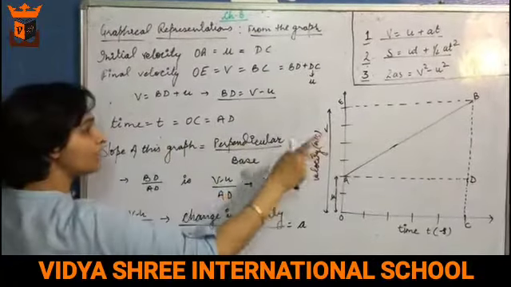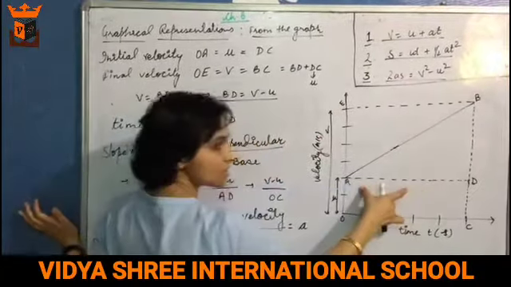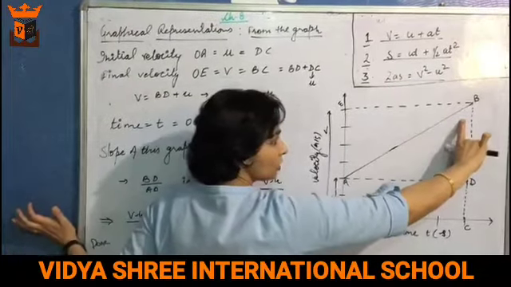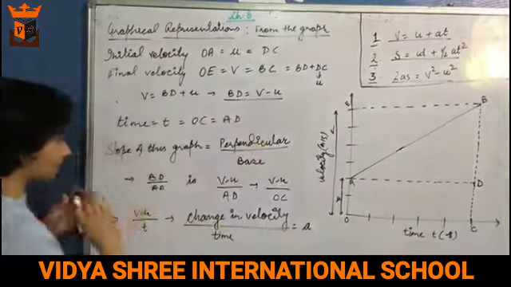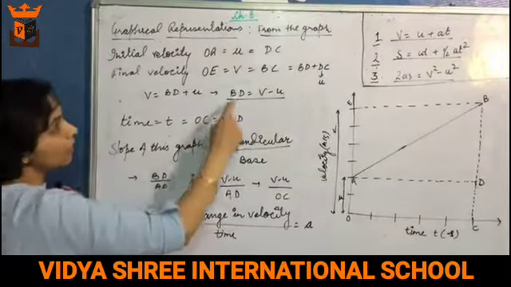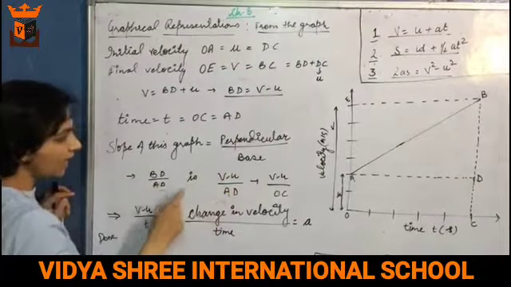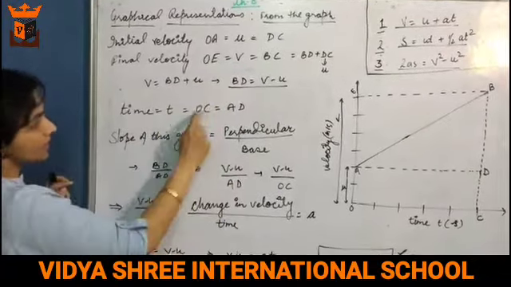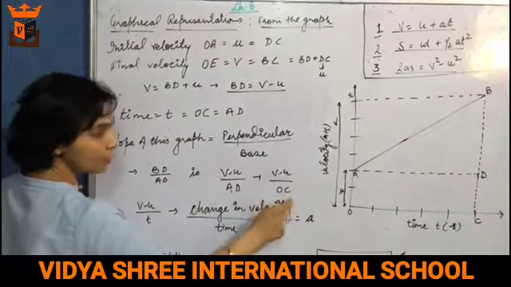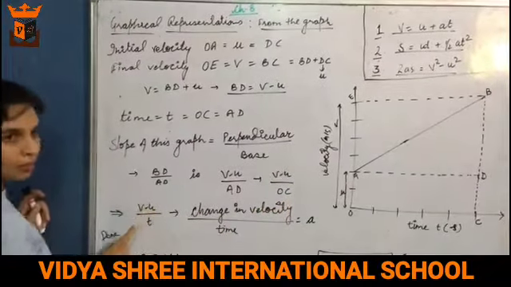And slope of any graph is what? Perpendicular upon base. Perpendicular is what? BD. Base is what? AD. BD upon AD. BD you already know, V minus U. AD you know, OC, that is time T. So V minus U upon OC, that is V minus U upon T.